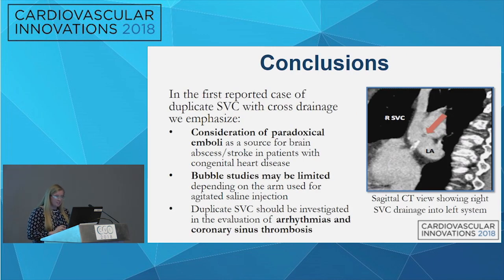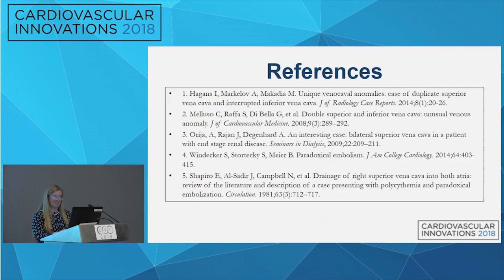So in conclusion, for your patients with brain abscess, consider paradoxical emboli, especially in the setting of congenital heart disease. Recognize that you need that TTE with bubble, and that bubble studies may be limited. And be wary of your patients with duplicate SVC. Even though they're usually asymptomatic, there's potential for arrhythmia and coronary sinus thrombosis, and just be wary when you're doing those procedures on those patients. Thank you.